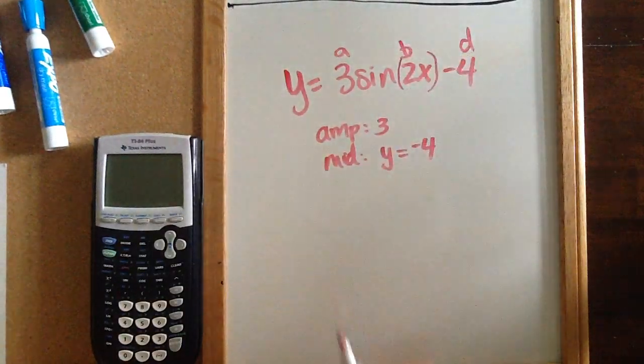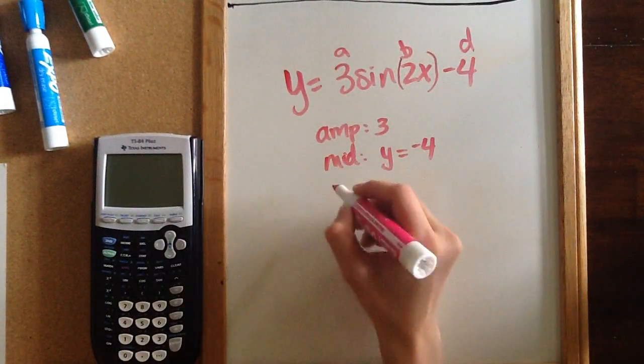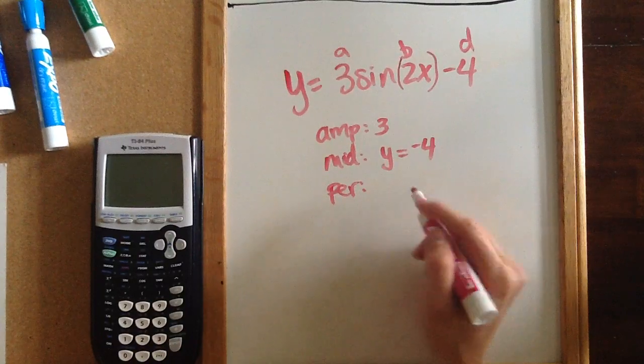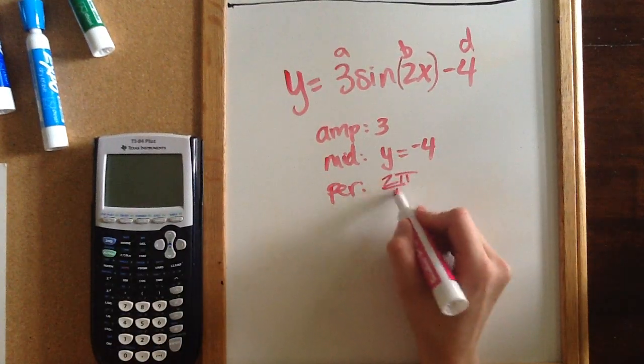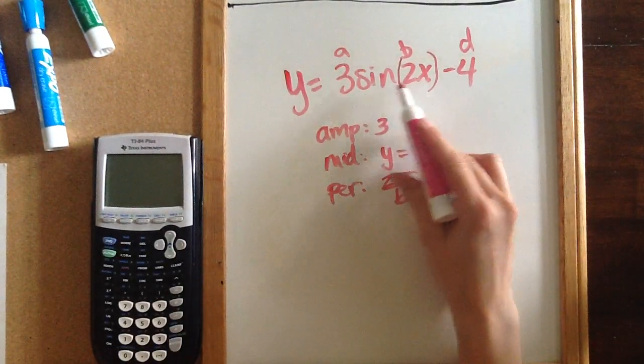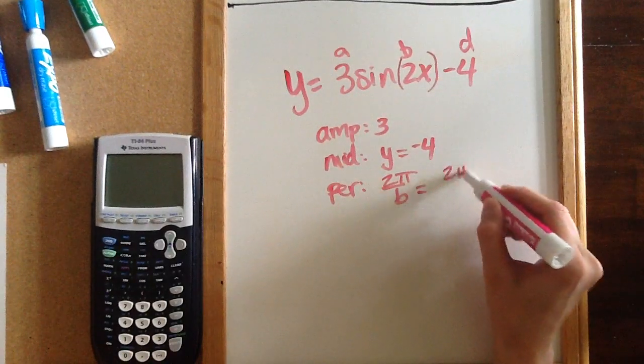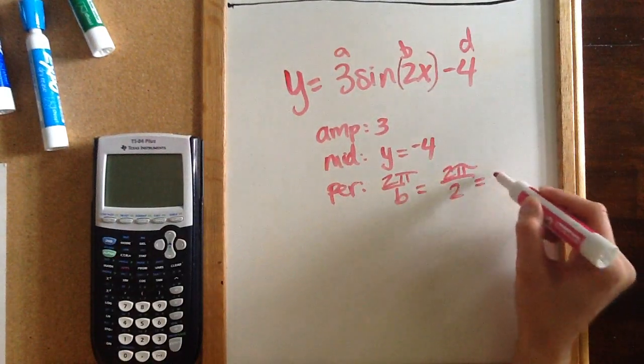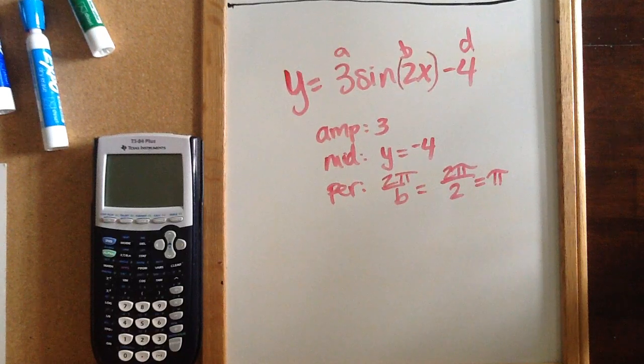This is the b value, and I have no c value here. So to find the period would be 2 pi divided by b, but b is in between the sine and the x, so I would have 2 pi divided by 2, which simplifies to give us pi.